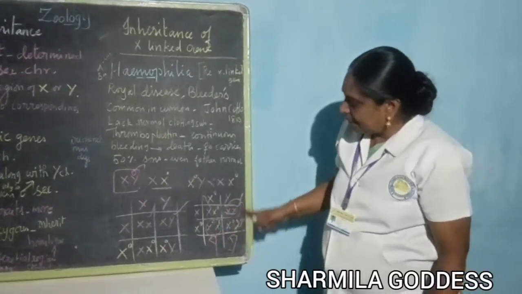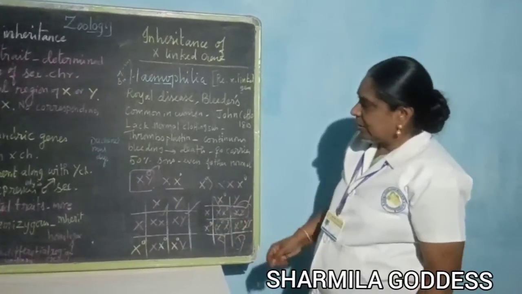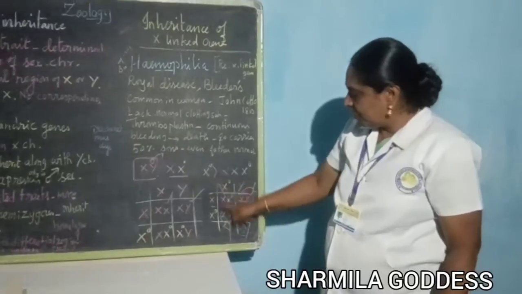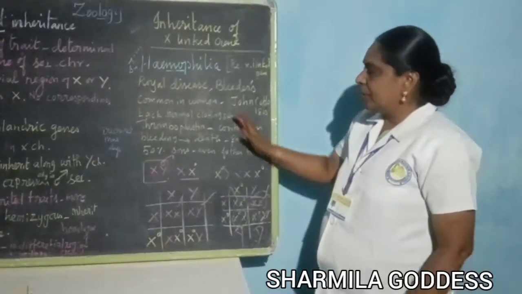So it is very important to understand. First you learn how to cross it. In your book there may be the crossing like this. But if you have any doubt, you do it like this. It is very easy for you to clear up this disease.